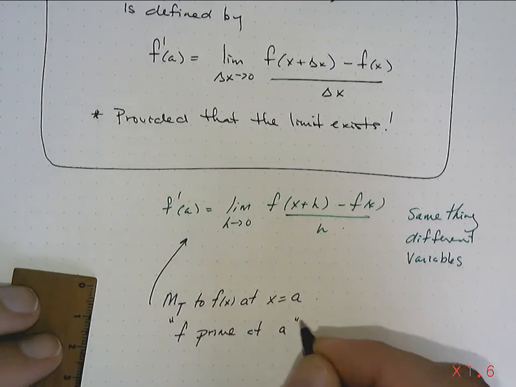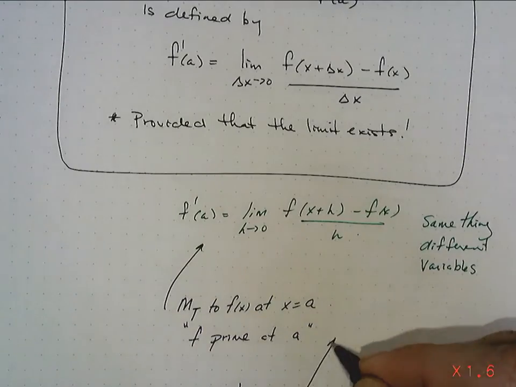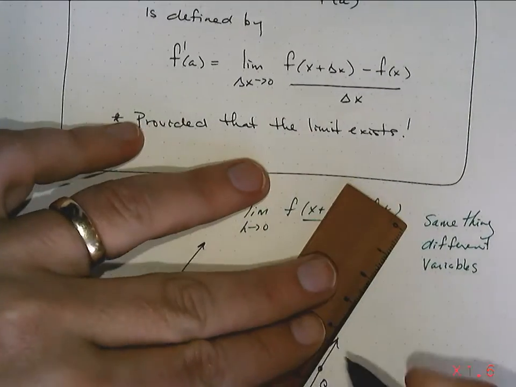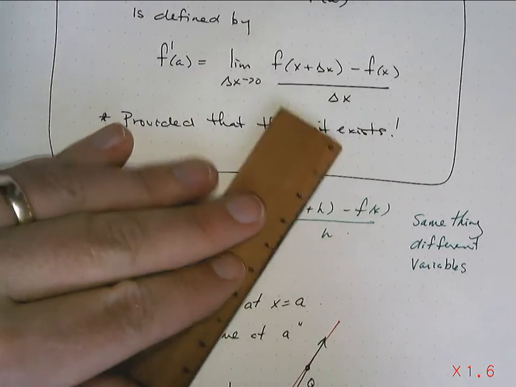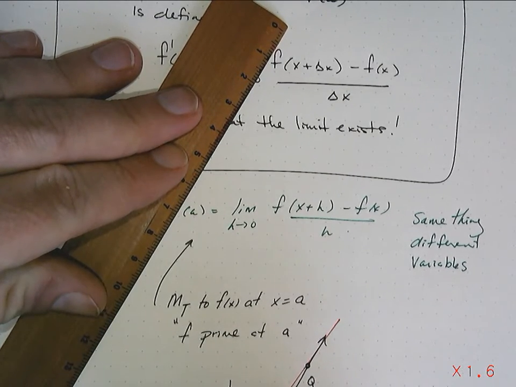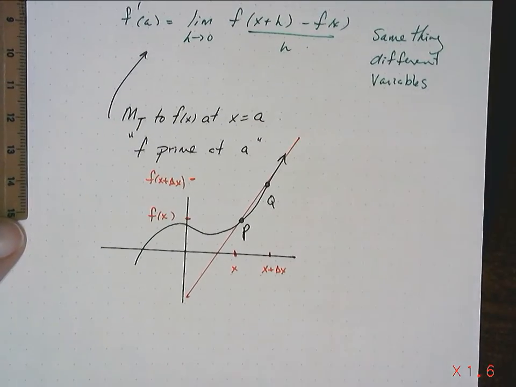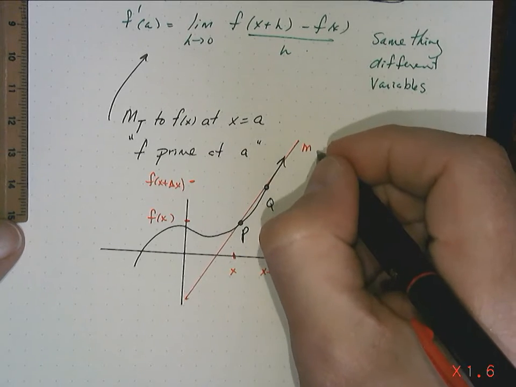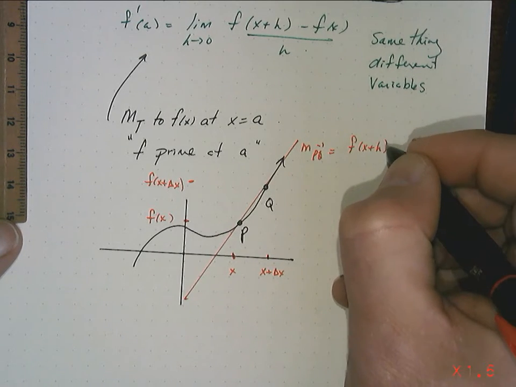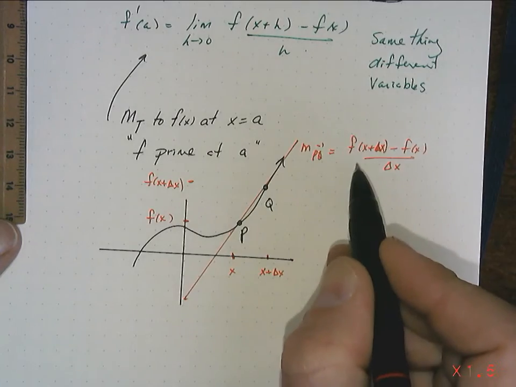And I think I've gone through that before. And once again, just to beat a dead horse, let's say I have a point here of x. Let's say I have a point here of x plus delta x. This is f of x. This is f of x plus delta x. So the slope of the secant is given by f of x plus delta x minus f of x over delta x. So that's the slope of the secant.